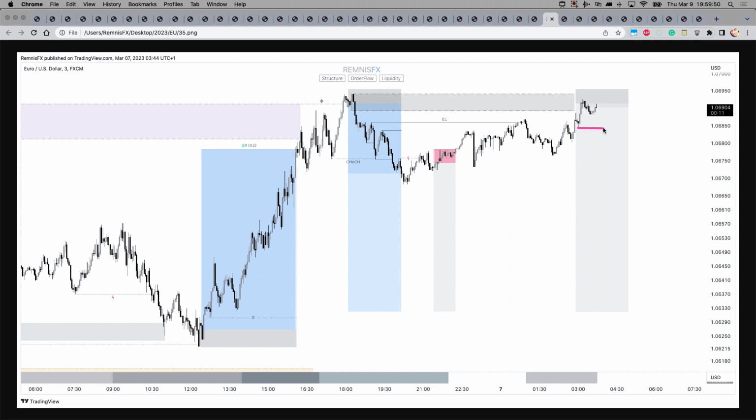So again, our low, price came, not because buyers were stepping in. After the Asian session open, price came to mitigate this inefficiency area, right? Open price gap, imbalance, whatever you want to call it. And then it gave a reaction. And at this point, if you look very closely, it also created equal highs, right? So in my mind, before continuing down, price should take out that equal high and then continue down, right?